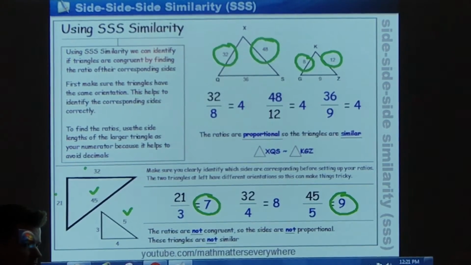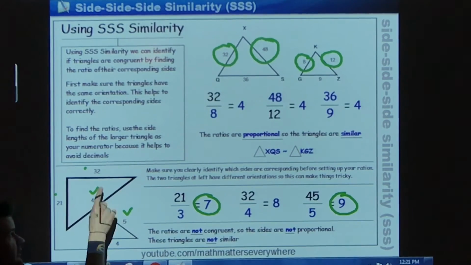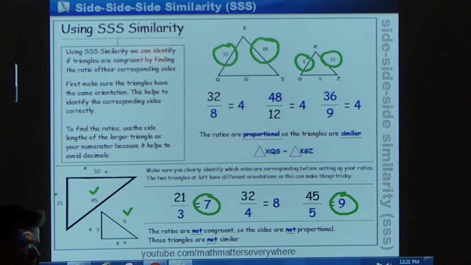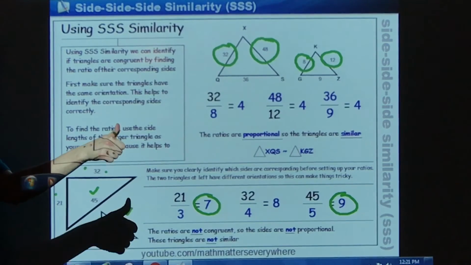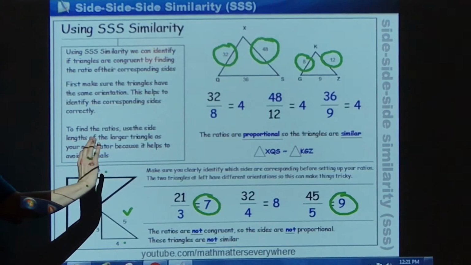21 or 32? No, I'm just saying look at the numbers, 21 or 32. Okay, then which one of these is smaller? 3. Oh, 21 over 3, 32 over 4. You see it? Yes? Or you could do a reflection mentally. Just flip the whole thing on its side. No? You okay over there? All right. Questions?